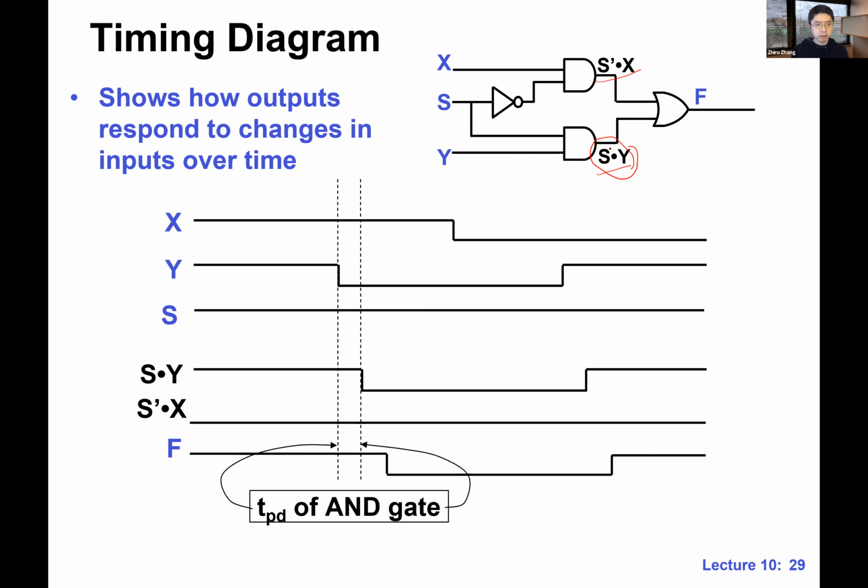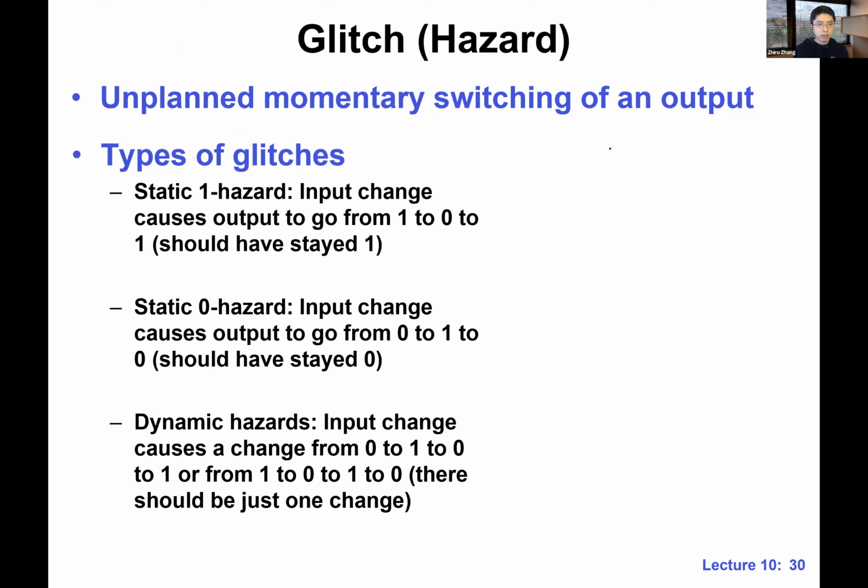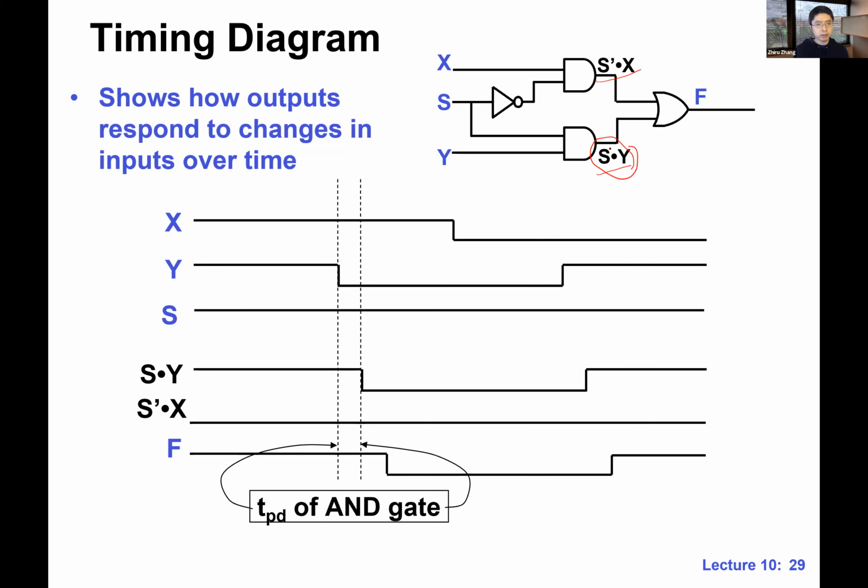This is basically the TBD, right? The propagation delay of that AND gate. We are doing S and Y. Okay, so this is what the gap is coming from. Hopefully this is clear. Okay, this is the timing diagram. And actually, this is expected change, right? So when Y changes, S and Y, this intermediate signal, also changes.